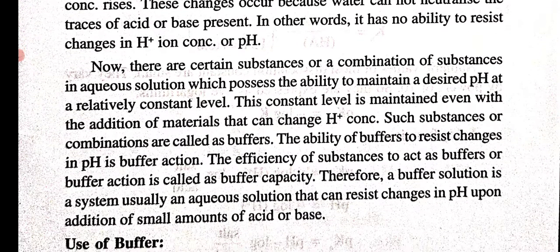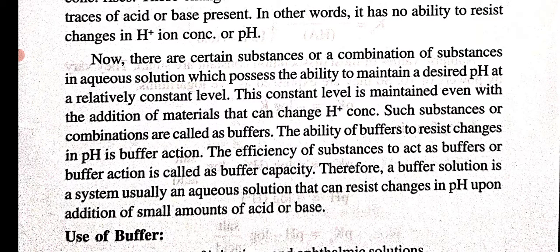Now there are certain substances or combinations of substances in aqueous solution which possess the ability to maintain a desired pH at a relatively constant level. This constant level is maintained even with the addition of a material that can change hydrogen ion concentration. Such substances or combinations are called buffers. The ability of buffers to resist changes in pH is buffer action. The efficiency of substances to act as buffers is called buffer capacity.